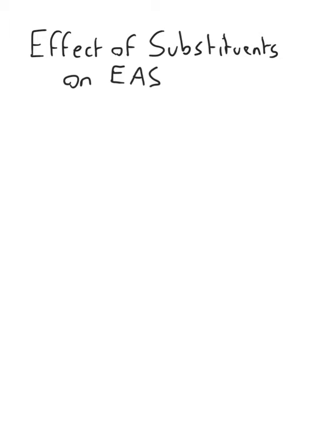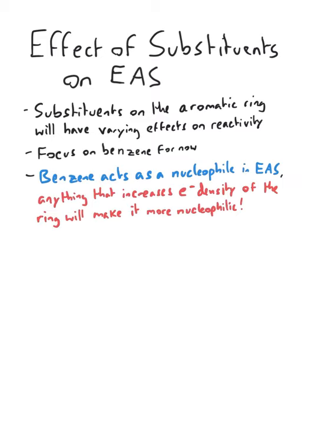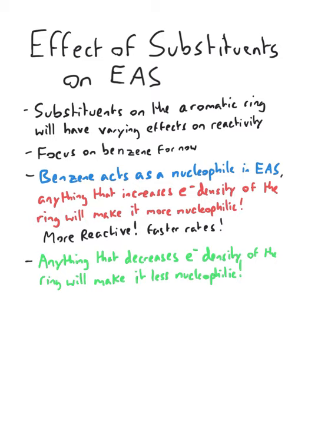This video is on the effect of substituents on electrophilic aromatic substitution. The substituents on an aromatic ring will have varying effects. We will focus on benzene for now, but all of this applies for other aromatic rings too. As the benzene acts as a nucleophile in electrophilic aromatic substitution, anything that increases electron density on the ring will make it more nucleophilic, and therefore the reaction will proceed more rapidly. Anything that decreases the electron density on the ring will make it less nucleophilic.